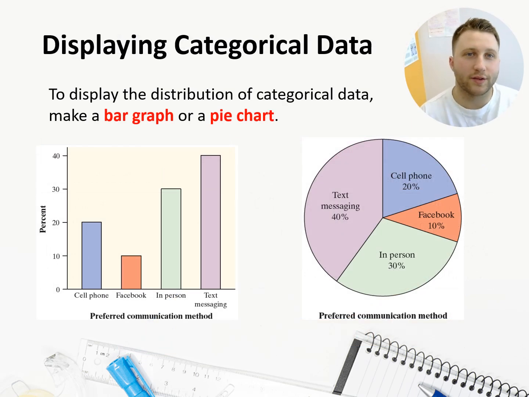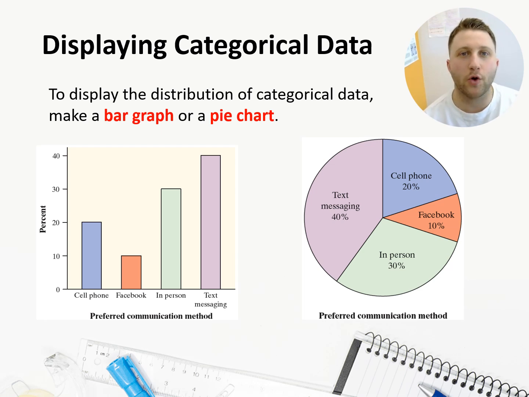We also unlocked some graphical methods that we could use to describe and display categorical data, namely the bar graph and the pie chart when we're talking about one variable categorical data. So on the left is the bar graph. You can see that the height corresponds to the relative frequency. In this case, you could also do it with frequency, the bar graph.